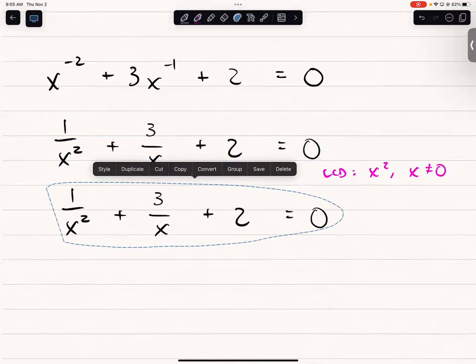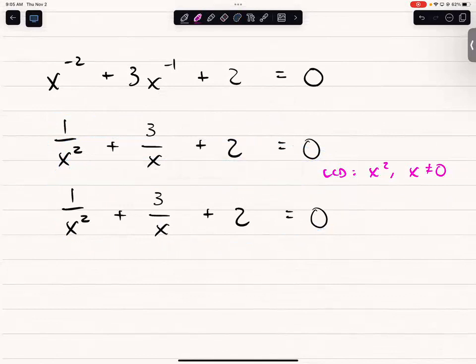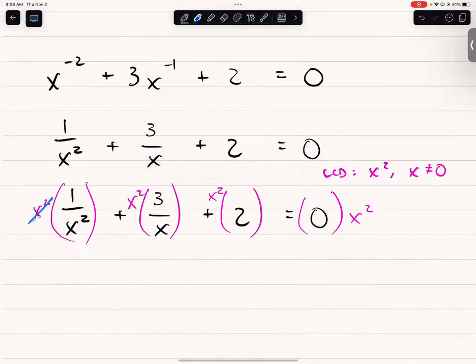Yeah. Make them x squared, or use that least common denominator to get rid of everything, right? So I'm going to multiply everybody by x squared. And then what happens is a bunch of stuff cancels. 1 plus 3x plus 2x squared equals 0. And then we're solving a quadratic.